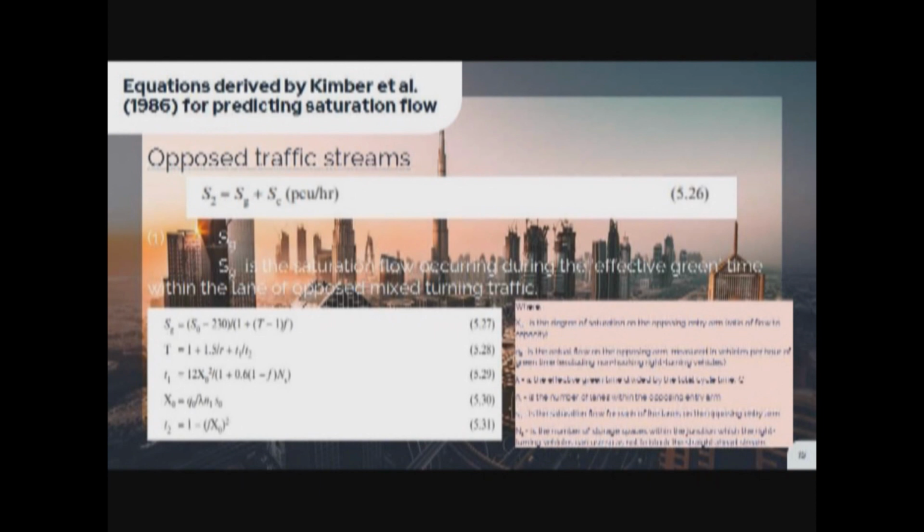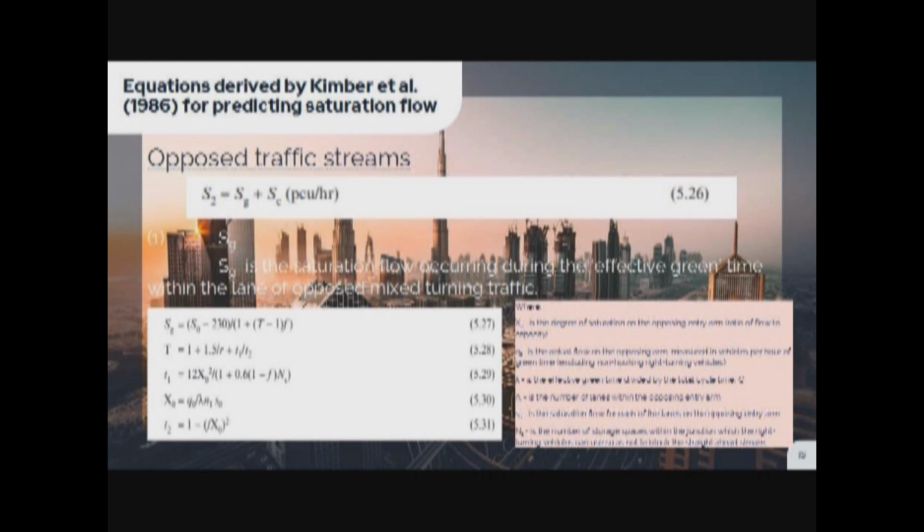So this will be the equation 5.29. For the next, we have x sub 0, which is equal to q sub 0 divided by lambda times n sub 1 times s sub 0. So q sub 0 is the actual flow on the opposing arm measured in vehicles per hour of green time.